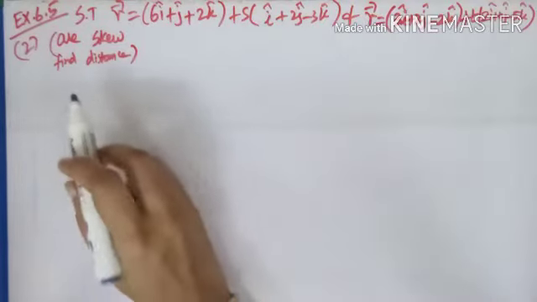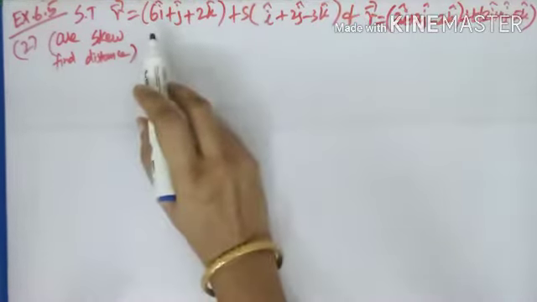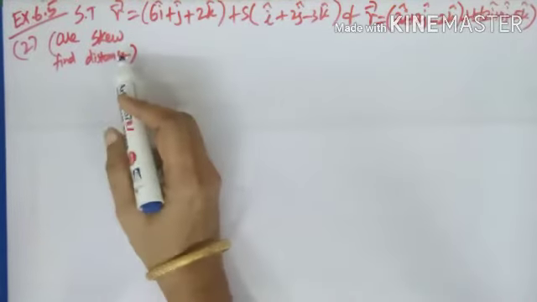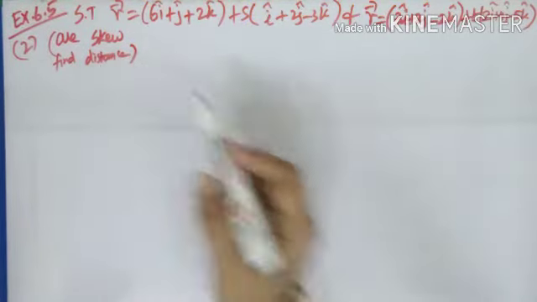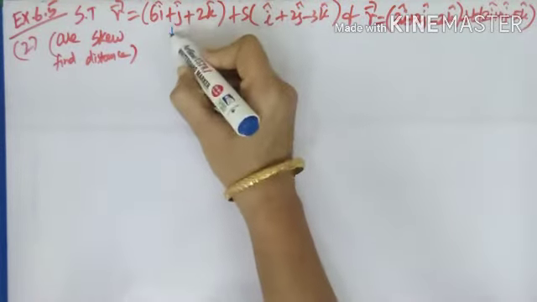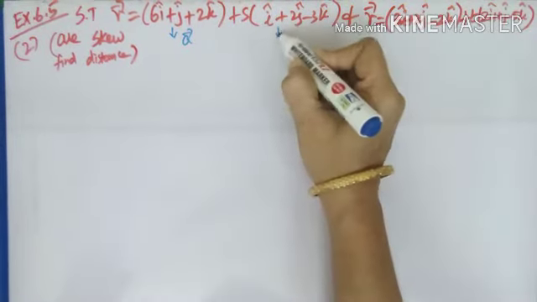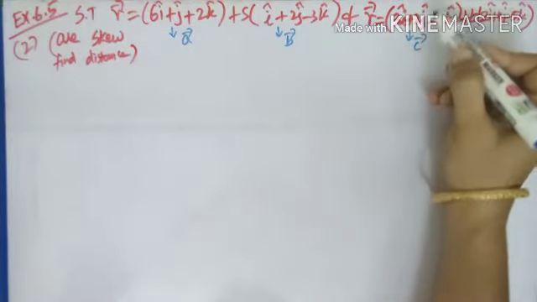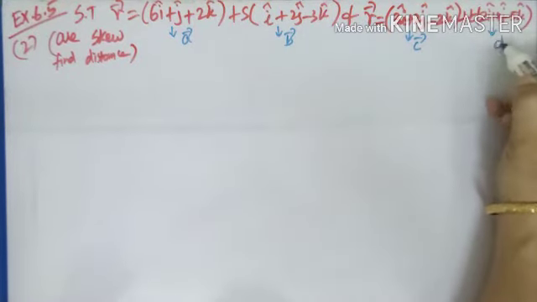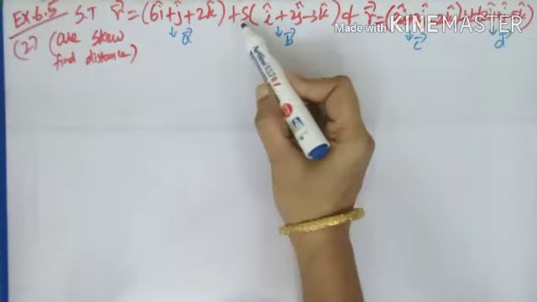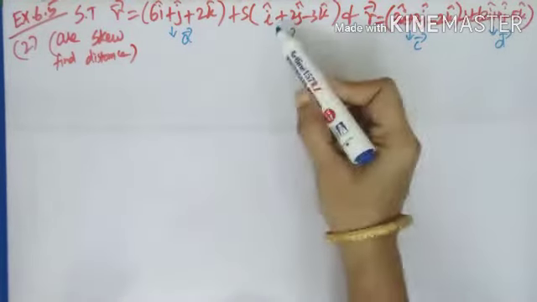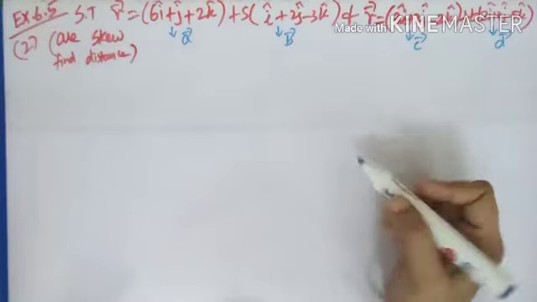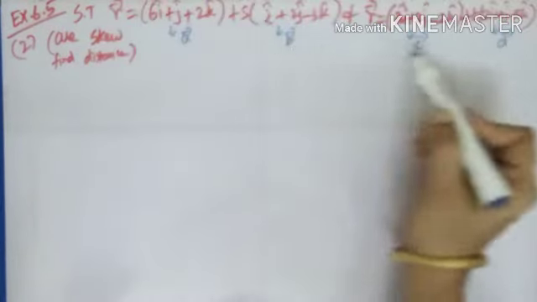Exercise 6.5 question number 2. Show that the two lines are skew and find the shortest distance between them. This is A vector, this is B vector, direction. This is C vector, point, and this is D vector, direction. S into what? T into what? Tell me the directions. Now I know what is A, B, C, D.